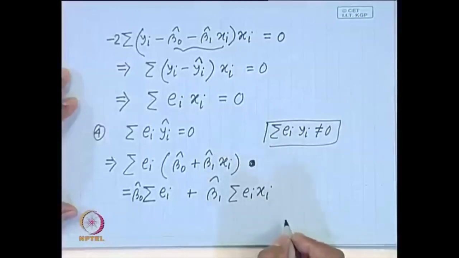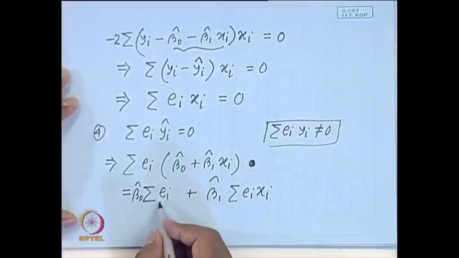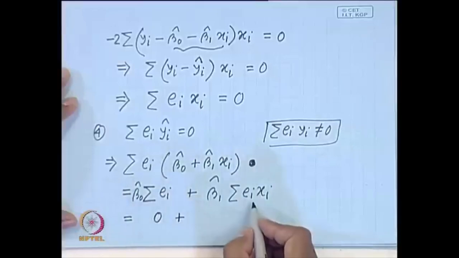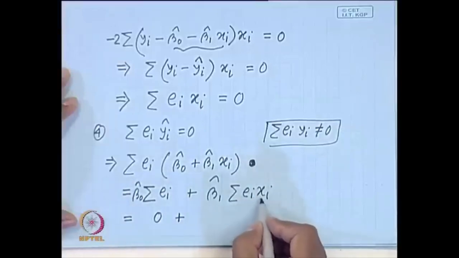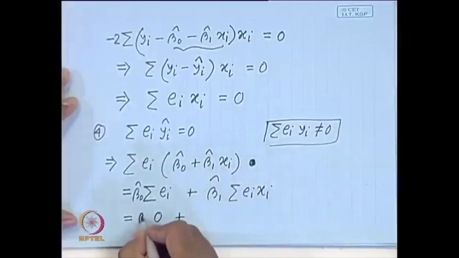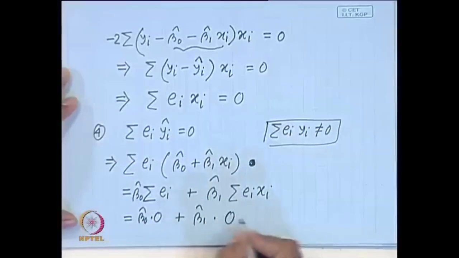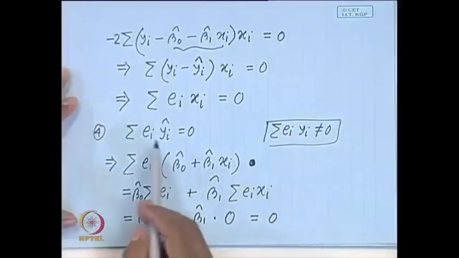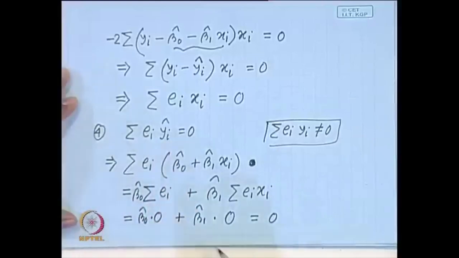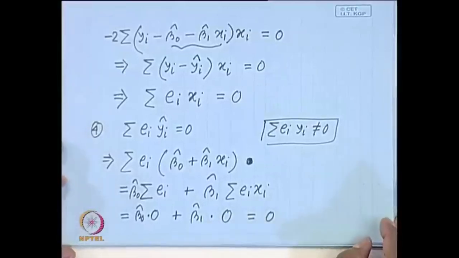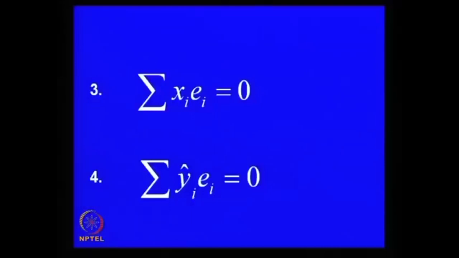Now, see, summation e_i from the first property is equal to 0. So this is equal to 0 plus the third property says that summation e_i x_i equals 0. So this is basically beta naught hat into 0 plus beta 1 hat into 0, which is equal to 0. So we proved that summation e_i y_i hat equals 0. Okay, so these are some properties of least square fit, and we will be using them in future.